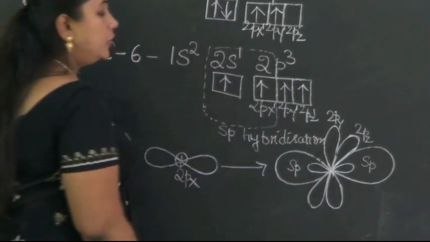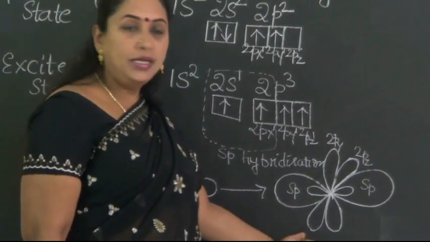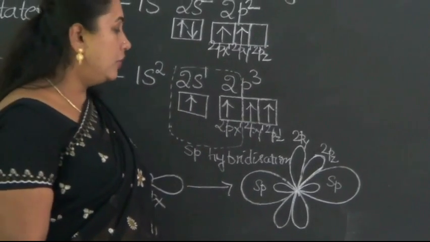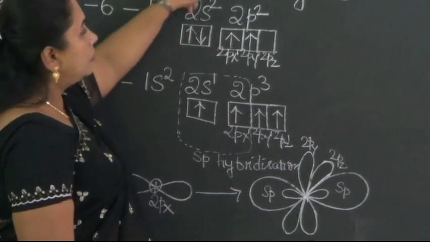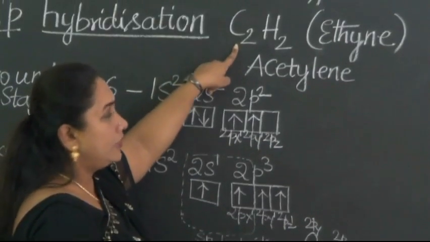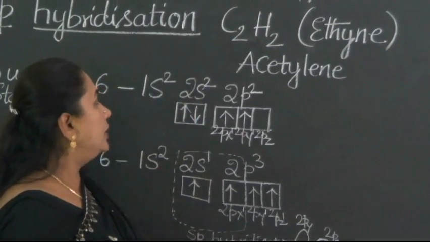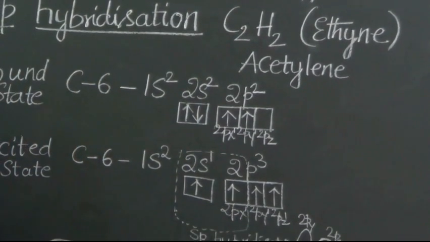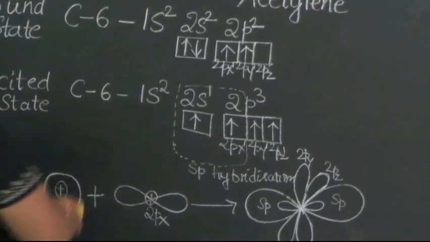Yes, this is our 2pz. So therefore, how many like this should I be writing now? 2 like this. Why should I write 2 like this? Because there are 2 carbon atoms in the molecule of ethyne which has undergone the process of sp hybridization. So let us see how the molecule gets formed.